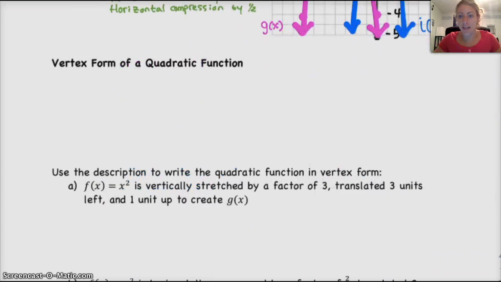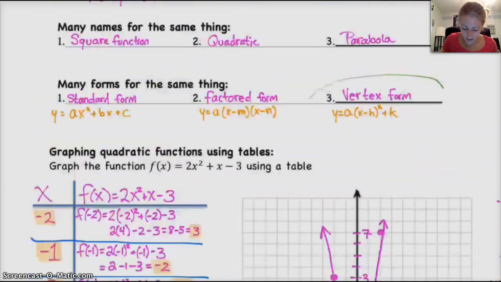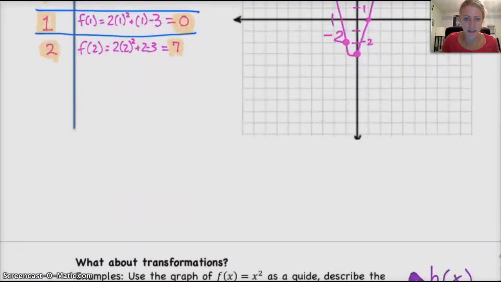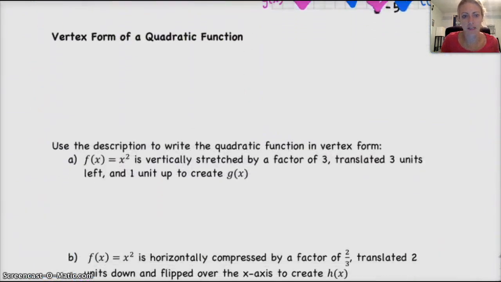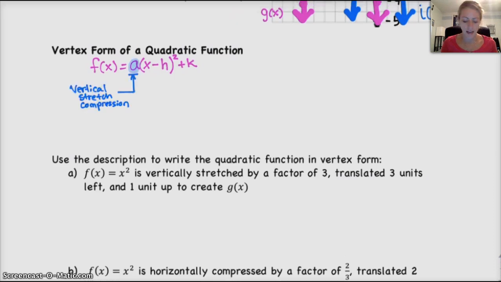All right. Last but not least, we're going to talk a little bit about vertex form of a quadratic function. So I already gave you the basic function up at the top here. That's vertex form. But I'm going to tell you what the letters actually mean in this case. A is any vertical stretch or compression. So if A is a half or 2, then you know that it was vertically compressed by half or stretched by 2.